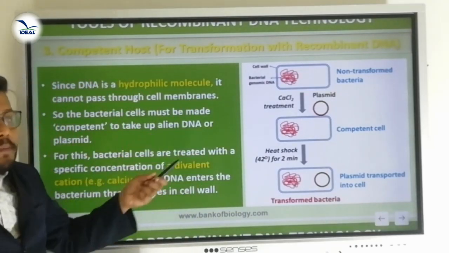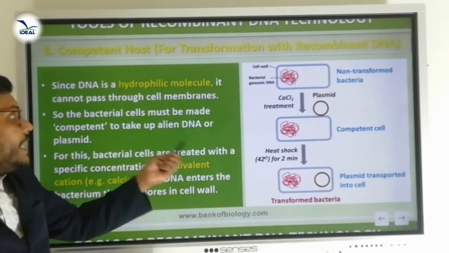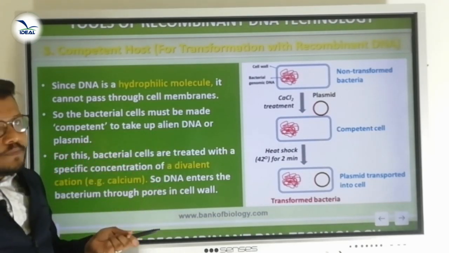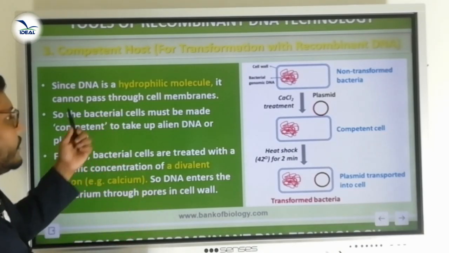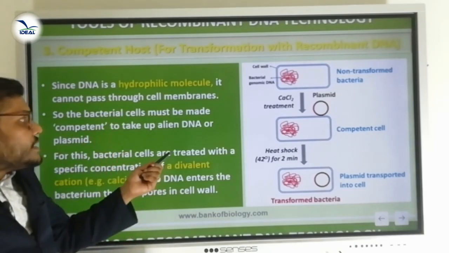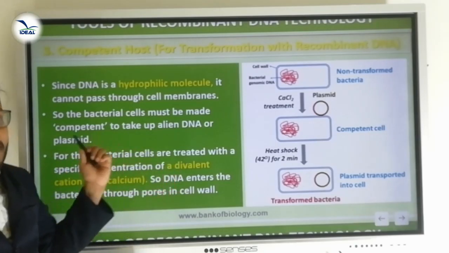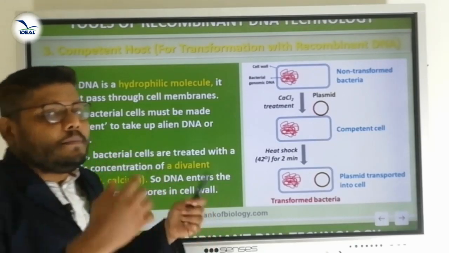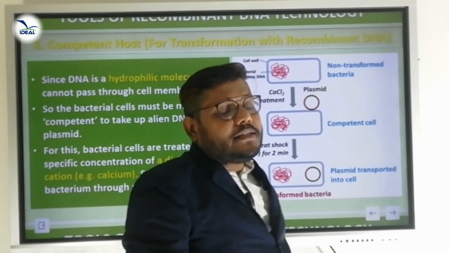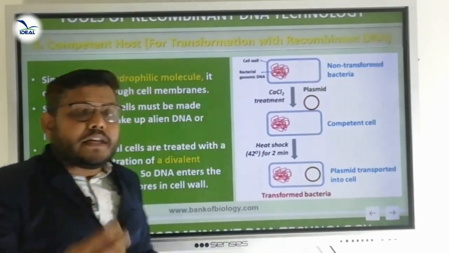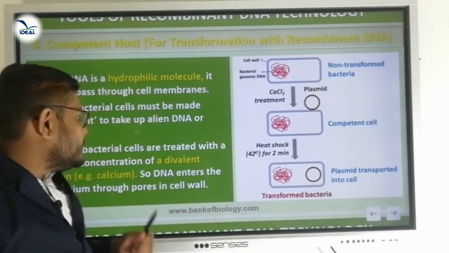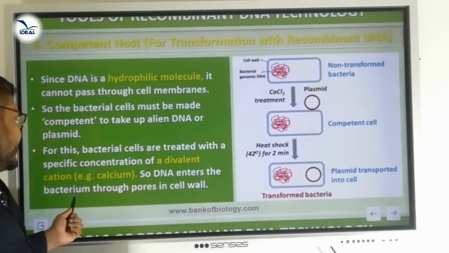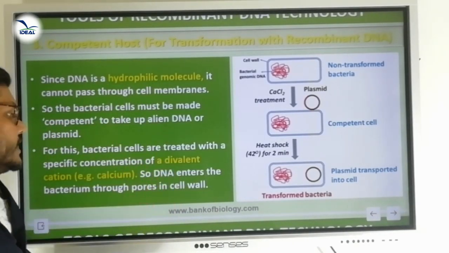So the bacterial cell must be made competent to take up alien DNA or plasmid. Because of the hydrophilic condition, we should make that particular bacterial cell competent. How can we make it? For that, bacterial cells are treated with a specific concentration of a divalent cation, that is calcium. After that, the DNA enters into the bacterium through pores in the cell wall.